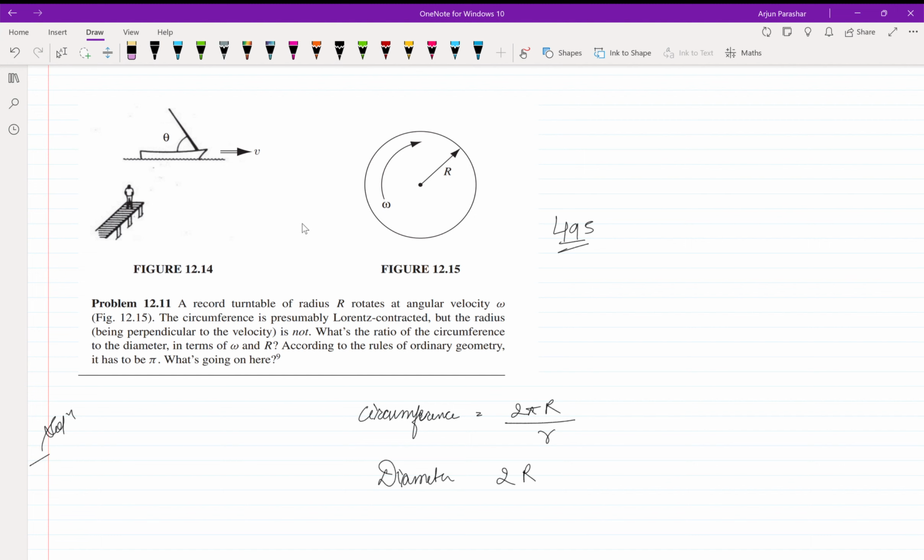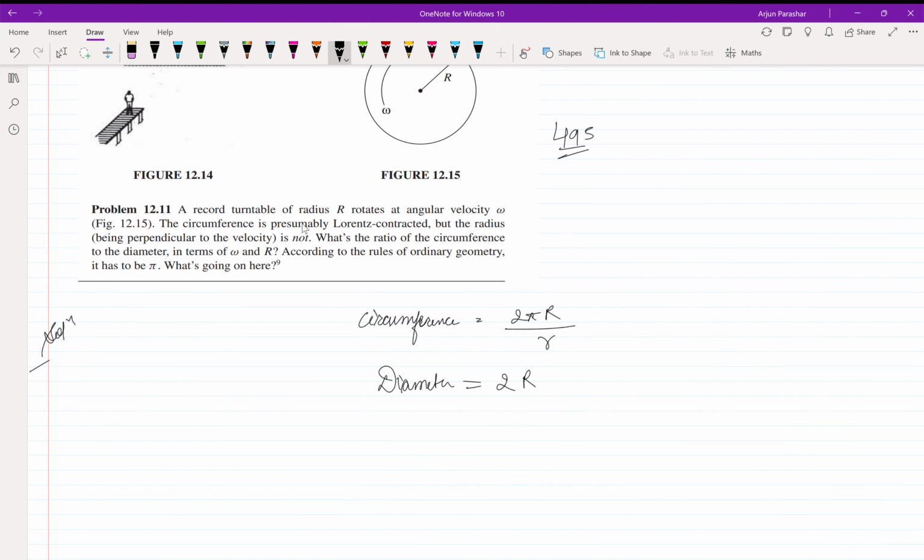The diameter of the circle is 2r, but it is not contracting. Why? Because it is perpendicular to the velocity, the angular velocity. That is why it is not contracting. As you know from the previous question that we discussed, if the velocity is in the direction and the length is also in the same direction, then only it contracts. The perpendicular thing does not contract. So the ratio is pi by gamma. Simply c by d becomes pi by gamma.